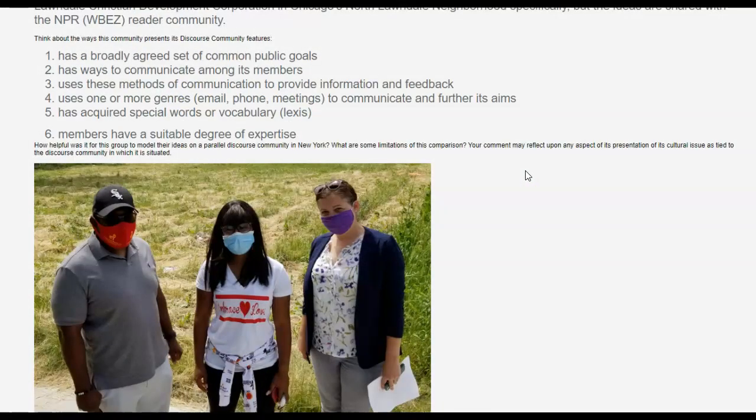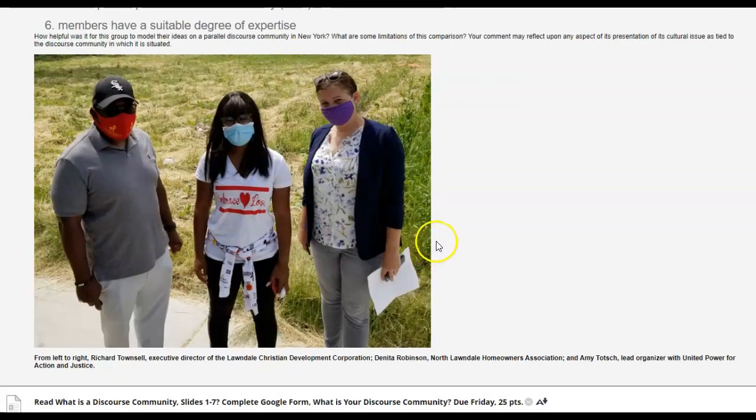In addition, I want you to think about the ways this community presents its discourse community features. Does it have a broadly agreed set of common goals that are apparent in the article? Does it have ways of communicating among its members? Do they use specific methods of communication to provide information and feedback to one another? Do they have an acquired set of special words or vocabulary? And do they have a suitable degree of expertise? Can we gauge that from this particular article?